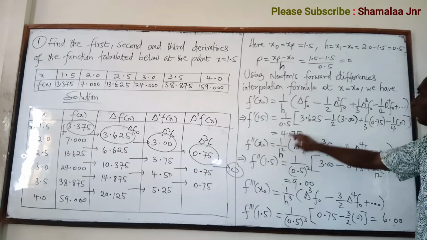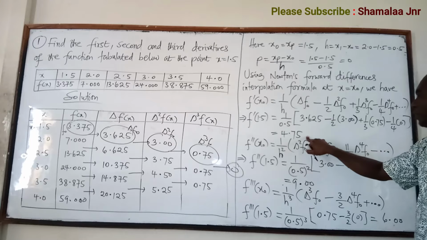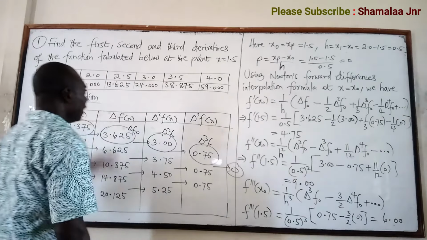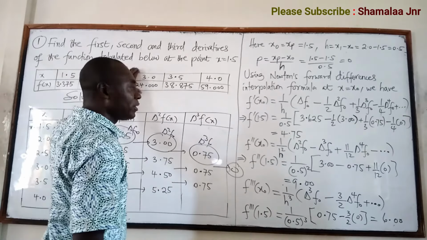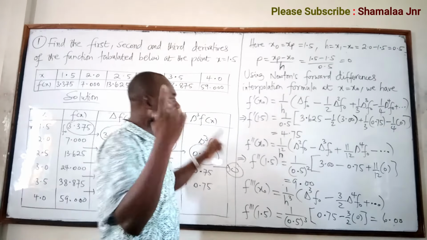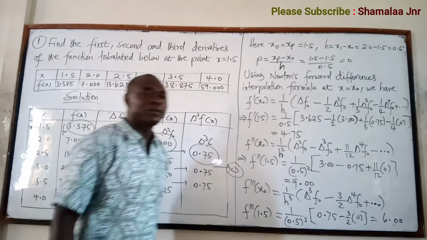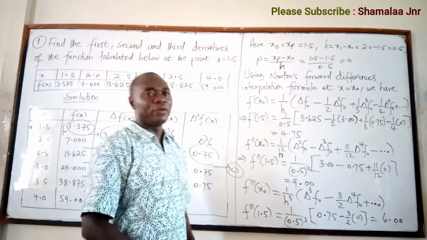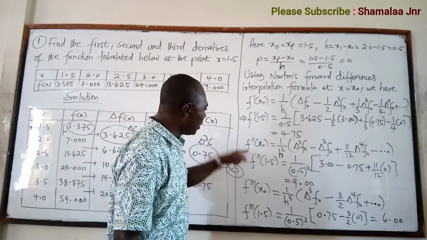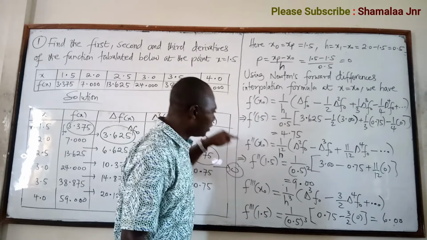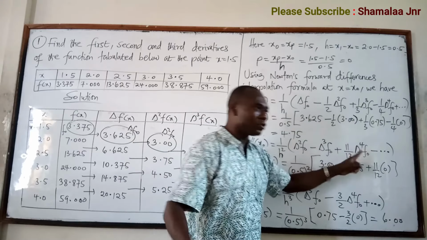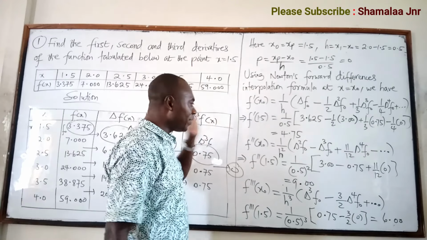So when you do the calculations, you should get 4.75. It means that whatever function this table is coming from, when that function is differentiated and evaluated at 1.5, you are going to get 4.75. Yes, viewers, this is the power of numerical differentiation. Now, let's look at the second derivative. The second derivative is given by this formula. And again, this one was also derived. All these were derived in that video.